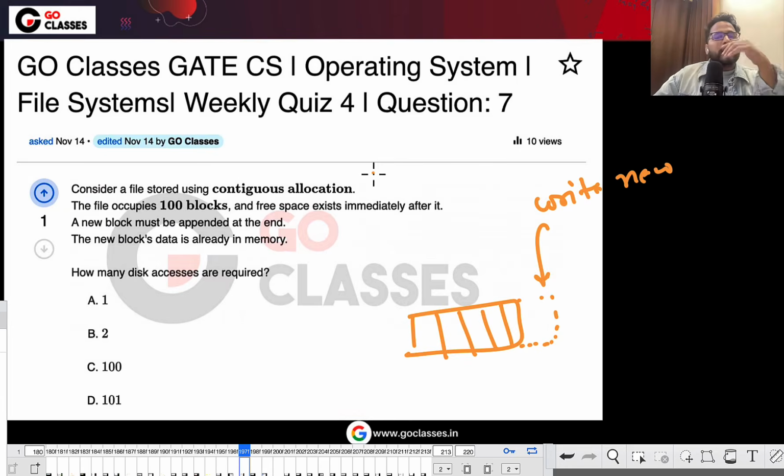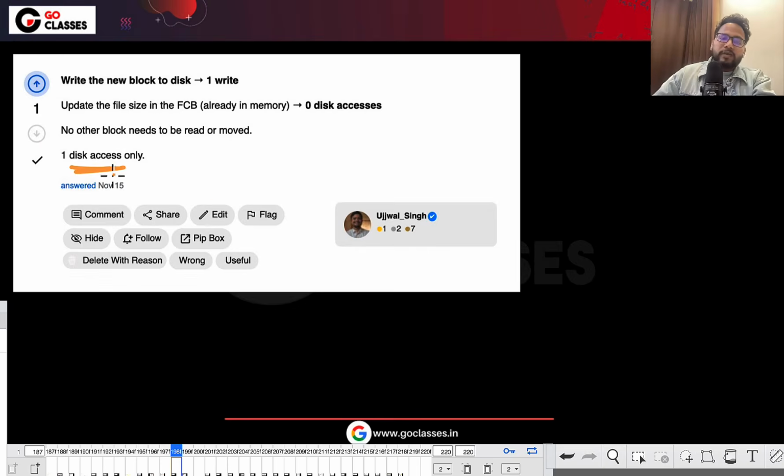You might have to update the metadata, since this block was earlier free and is now occupied, but that's not important to us, because only the actual block reads or writes will be considered. Whatever extra things you have to do, let's not worry about it. In all the questions, whatever extra things you are doing, let's not worry about it. So that's why only one access is required.